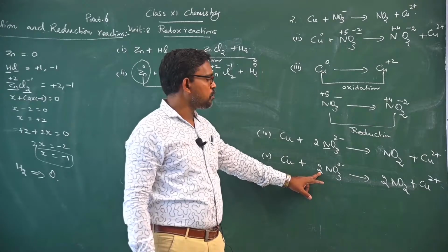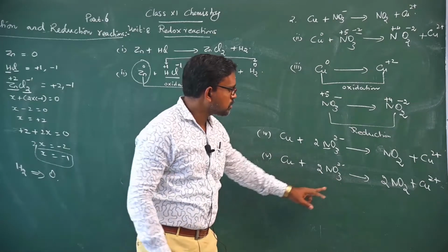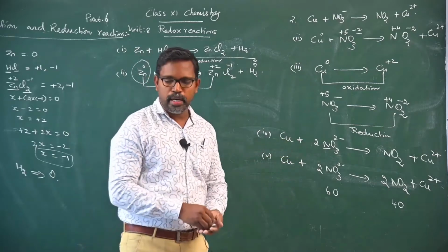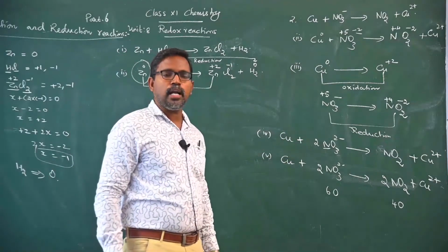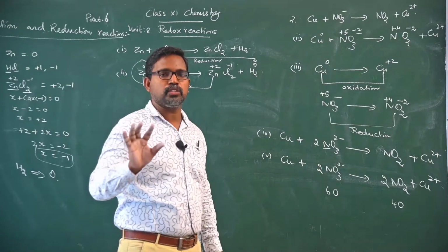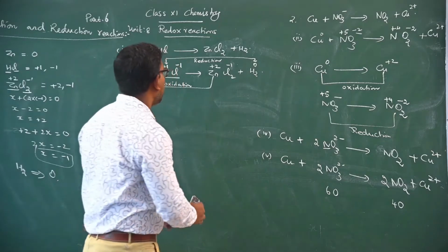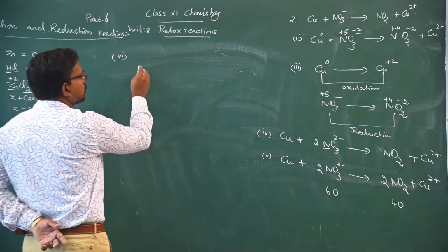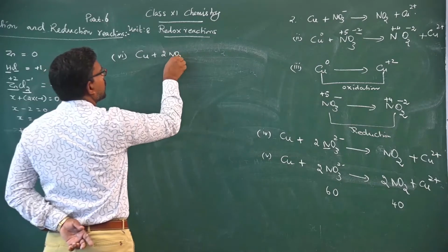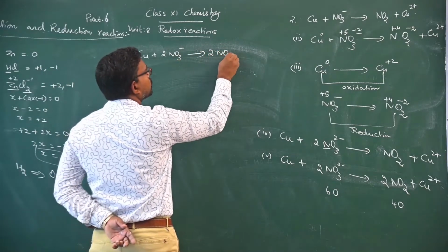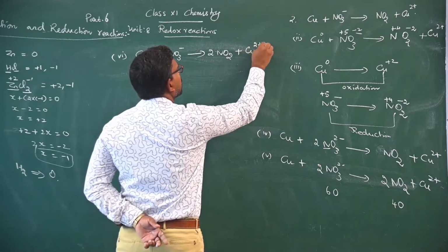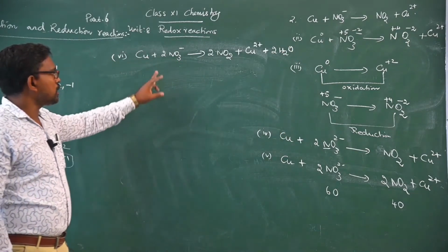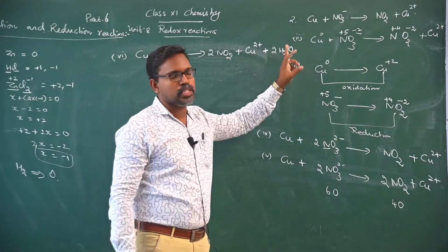Now we are going to balance the oxygen. Here 6 oxygen atoms are present, and here only 4 oxygen atoms are present. So in the product side, 2 oxygen atoms are less. I already told you that much quantity of water molecule is added. So the equation in the 6th stage is like this: Cu plus 2NO3 minus gives 2NO2 plus Cu2 plus plus 2 molecules of water. Now oxygen is balanced: here 6 oxygen atoms, here 4 plus 2, 6 oxygen atoms.